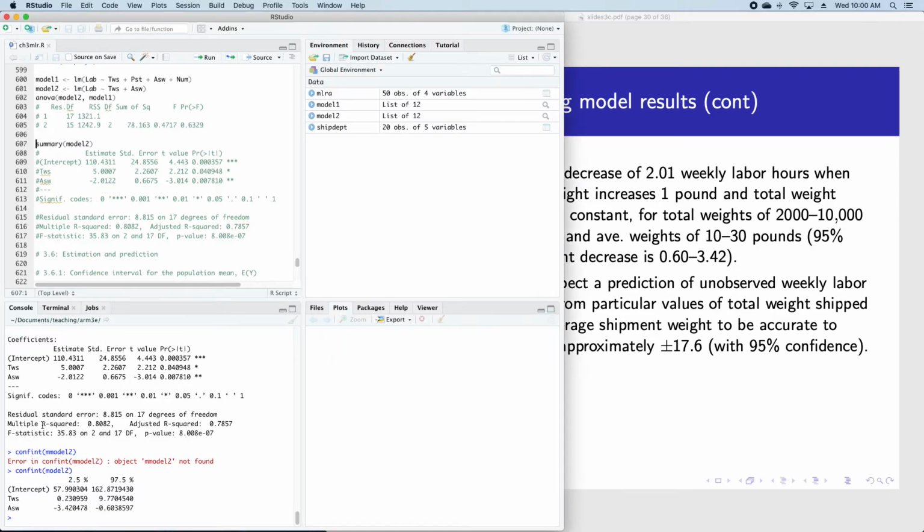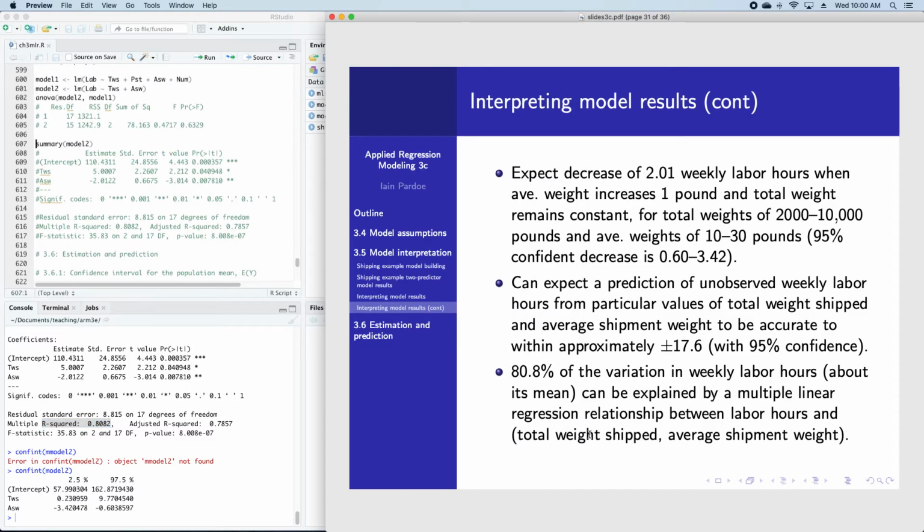What else? What about R squared? What does that number mean? The way to interpret that is to turn it into a percentage and say 80.8% of the variation in y, weekly labor hours, about its mean, can be explained, or at least accounted for, not wanting to imply any causality here, so maybe accounted for is a better word to use, by a multiple linear regression relationship between y and x1 and x3.